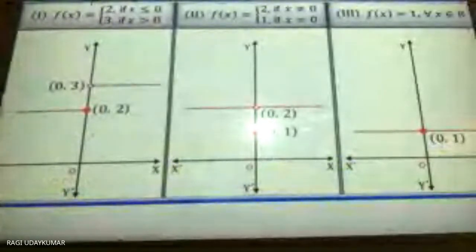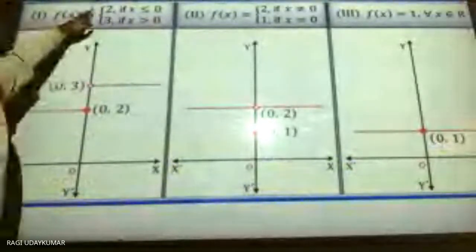Let us see the continuity of the function which is defined here: f of x is equal to 2 when x is less than or equal to 0, and f of x is equal to 3 if x is greater than 0. So this is the situation. Whenever a function is given, first you need to understand the function definition. What is f of 0 from this function? Yes, f of 0 is 2.